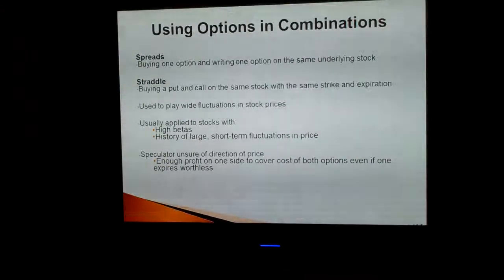Using options and combinations: buying one option and writing one option on the same underlying stock. Straddle: buying a put and a call on the same stock with the same strike and expiration. It's used to take advantage of volatility. As we see there, a big hint is volatility. It's usually applied to high beta stocks. It's speculative.